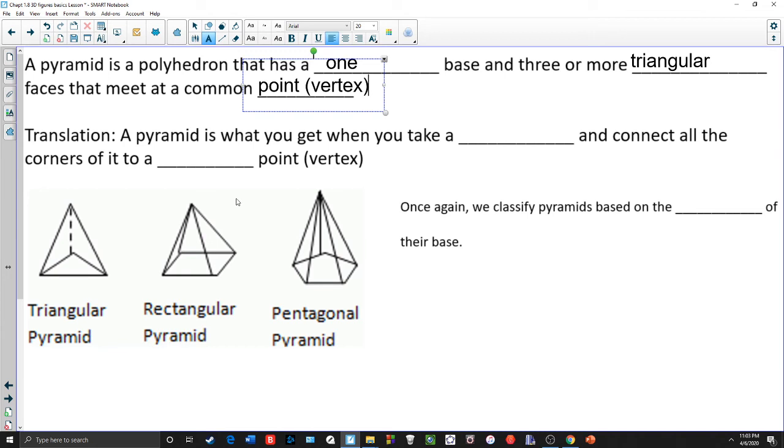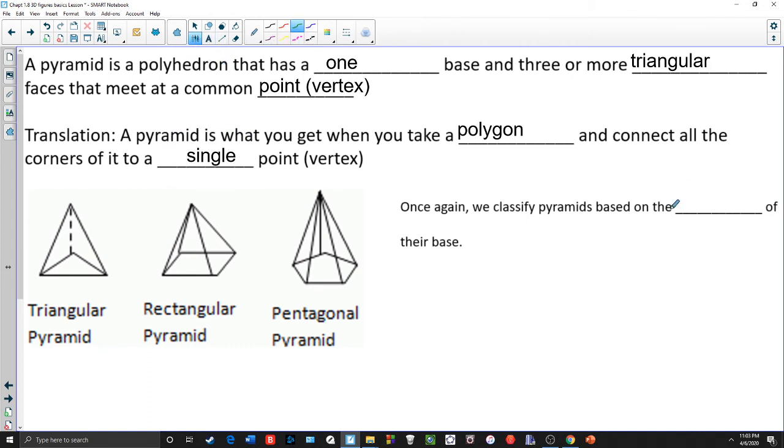So the translation of that, again, to layman's terms, because it's a very technical math term, is a pyramid is what you get when you take a polygon, once again a polygon, and you connect all the corners of it to a single point, usually above or below the polygon. Or again, they can be slanted as well. So just like prisms, they're usually classified based on the shape of their base. Whatever the shape of the base is, that's what we call the pyramid.